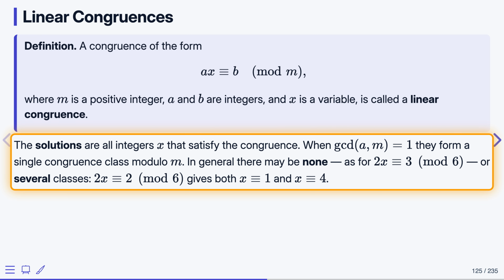How many classes? That depends on a and m. When a and m share no common factor, there is exactly one class, and that is the case we spend most of our time on. But not always. 2x congruent to 3 mod 6 has no solution at all because the left side is always even. And 2x congruent to 2 mod 6 has two classes, x congruent to 1 and x congruent to 4.